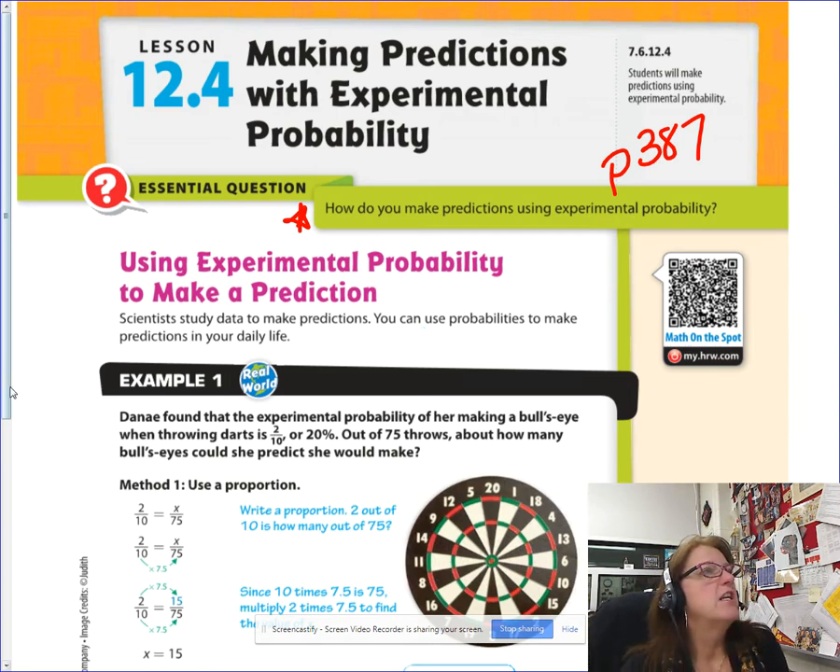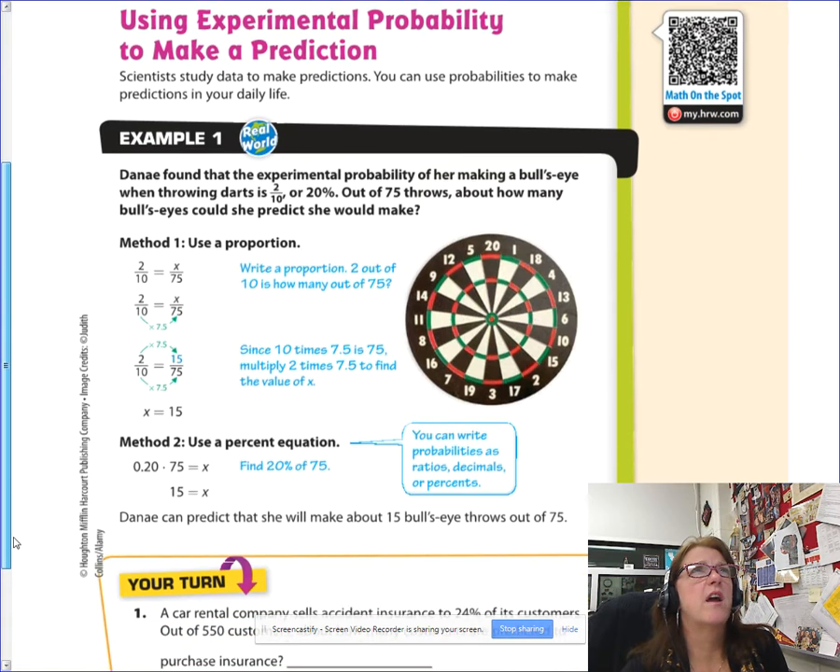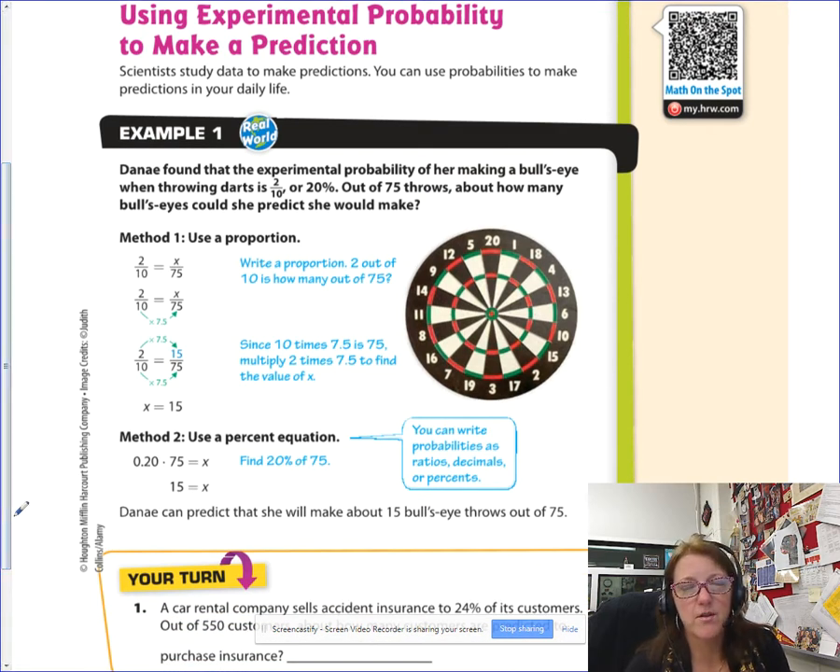Now, the nice thing about today is you kind of have a choice as to how you want to tackle the problem, depending on what way you like to work with. So here's what I mean. If you've ever gone any place and played a traditional dartboard, here's this particular situation in example 1. They say Danae found that the experimental probability of her making a bullseye was about 2 out of 10 or 20%. Wow, in all honesty, that's really hard to hit the bullseye.